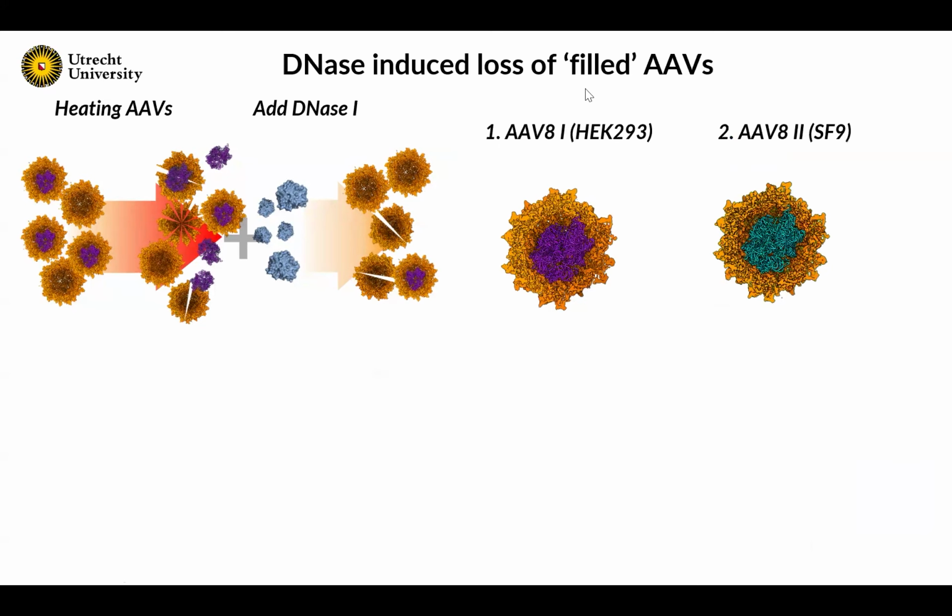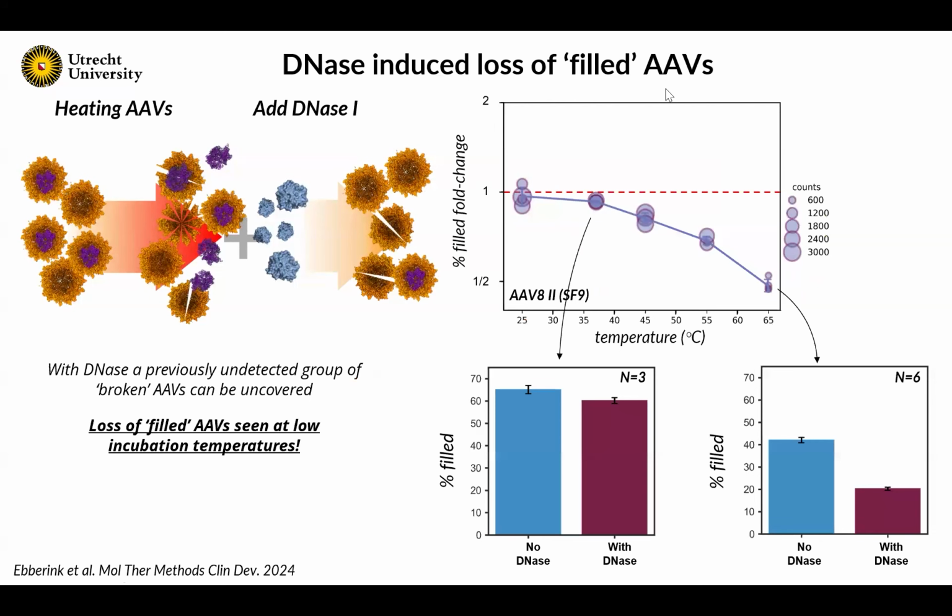So how is this for our other AAV8 sample, the ones that were made from insect cells? Well, we performed the same experiment there. And also here we can see an effect of the DNase. If we first heat our sample at 65 degrees, the percentage filled that we have is about 40%. We add DNase, incubate again at 37, and then measure. We see another drop in the amount of filled particles to about 20%. Again, about a twofold change.